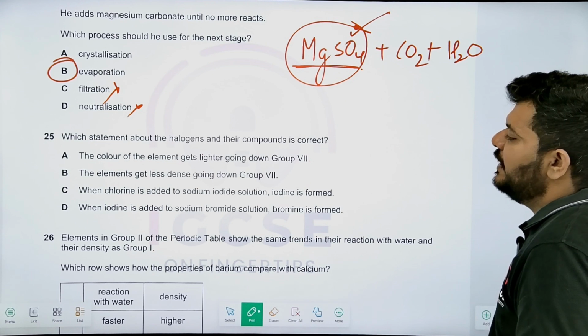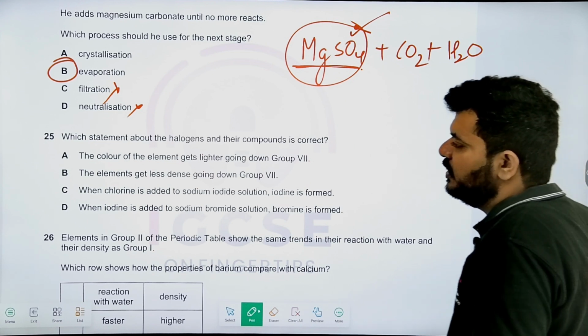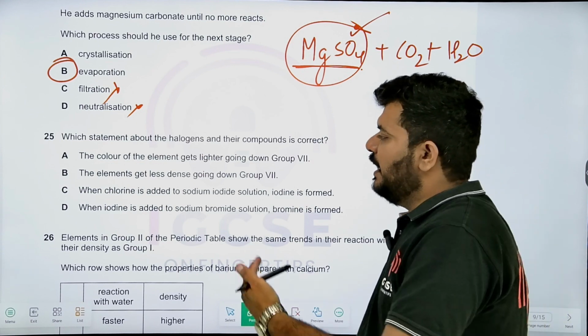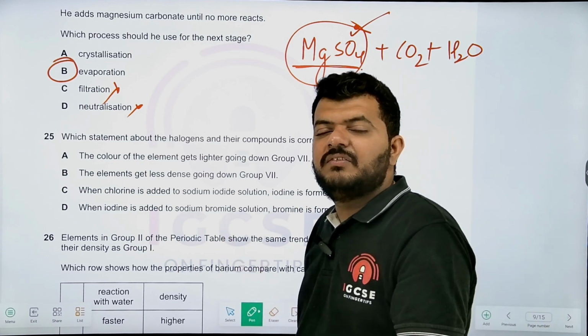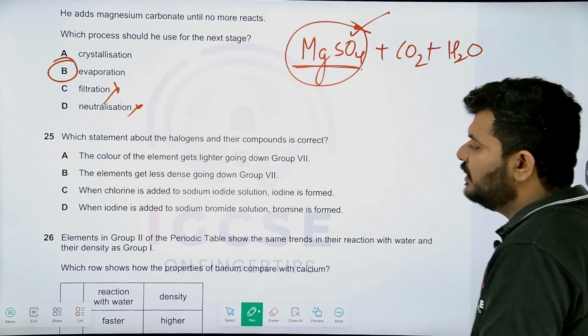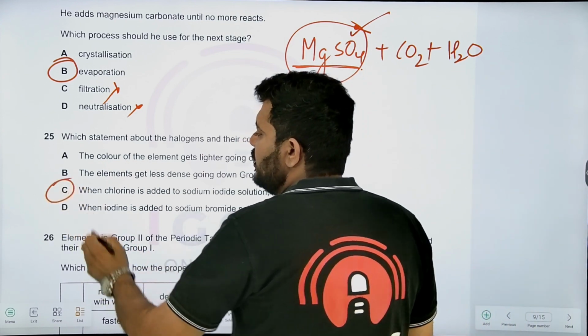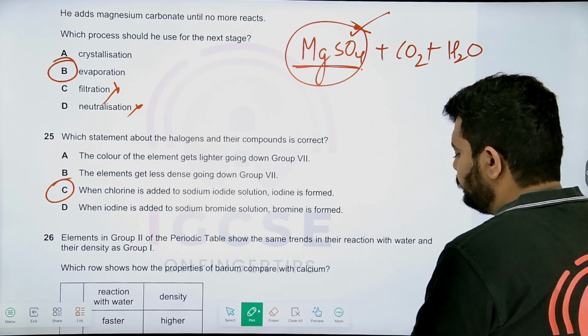When chlorine is added to sodium iodide solution, iodine is formed because chlorine is more reactive, right? As you go down group 7, the reactivity decreases. Chlorine is more reactive, so it displaces iodine from its compound. So C is the correct statement.